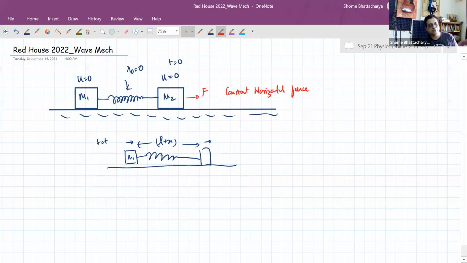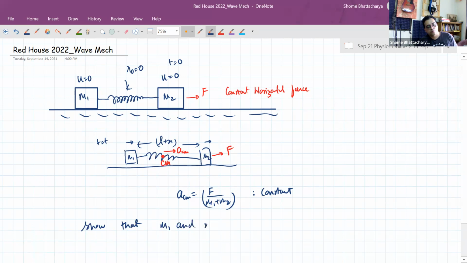But more importantly, the center of mass of the system will have some acceleration, because the net external force acting on it is F. So the acceleration of the center of mass will be F upon M1 plus M2, which will be constant, or a uniform acceleration. So we want to show that M1 and M2 perform SHM in the center of mass frame. Find the time period.